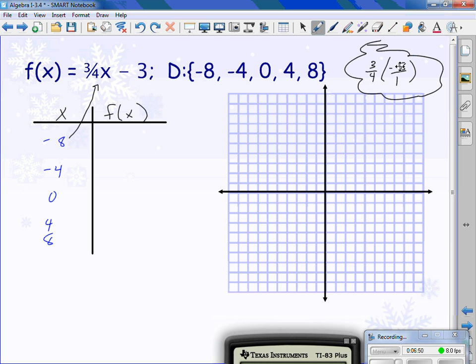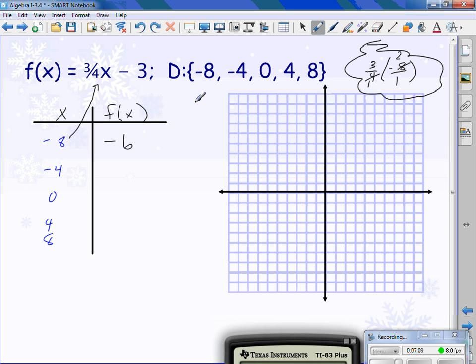What goes into both 4 and 8? Think bigger. 4. How many times 4 go into 4? How many times 4 go into 8? 2. 3 times 2 is 6. I have 1 negative, so it's negative 6 over 1, which is negative 6.